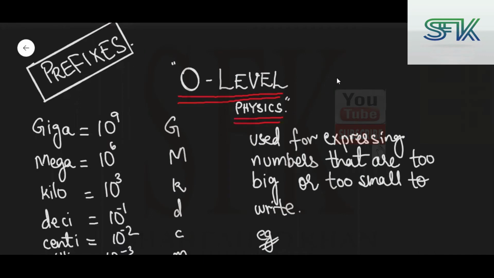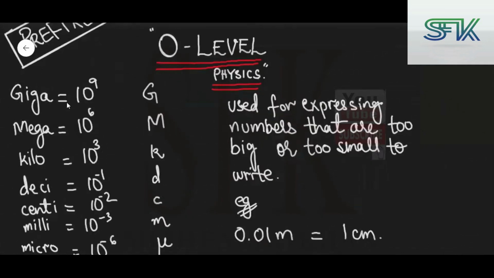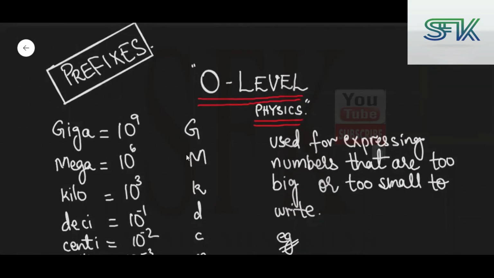Okay, guys, so in this lecture, we are going to talk about prefixes of O-level physics. In the previous lecture, we gave an introduction to physical quantities, and we talked about the 7 fundamental physical quantities. Now, in this lecture, we are going to talk about prefixes.